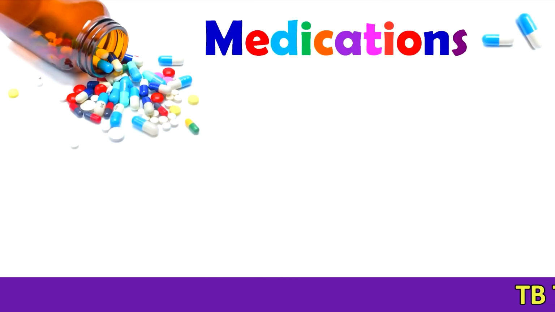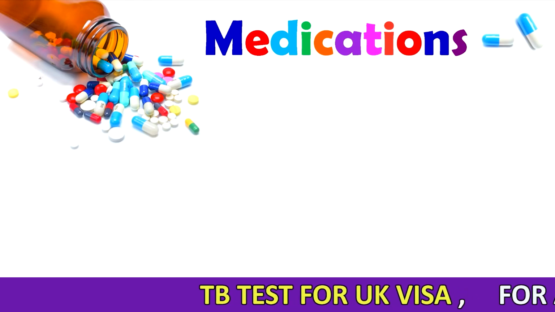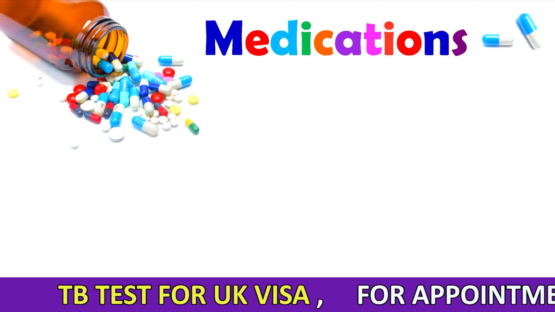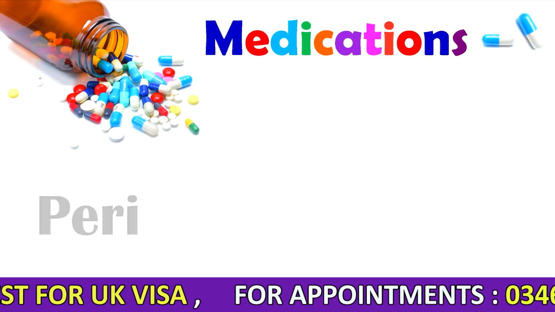Now let's switch gears and talk about the medications used to treat tuberculosis. We're going to talk about 5 different drugs, but we're really going to concentrate on 4 of them because they are the ones that are mainline in treating tuberculosis. So to help us remember those 4 drugs, let's remember the word peri.